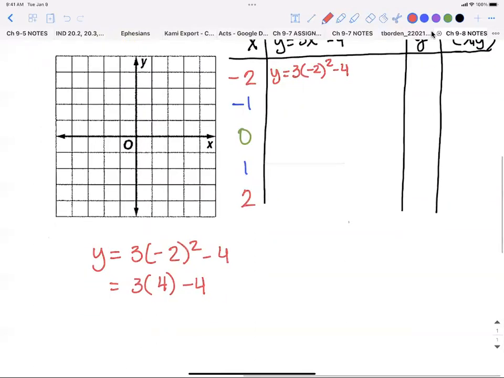Now PEMDAS says multiplication. So I'm going to take 3 times 4, which is 12 minus 4. And then last but not least, addition and subtraction.